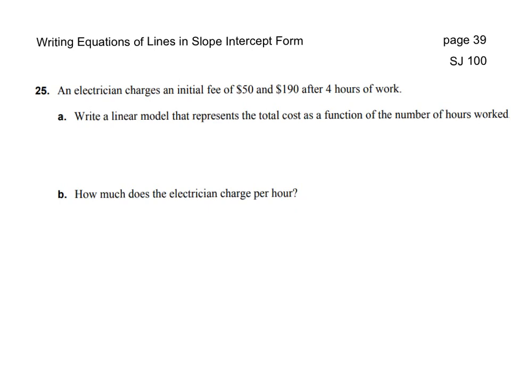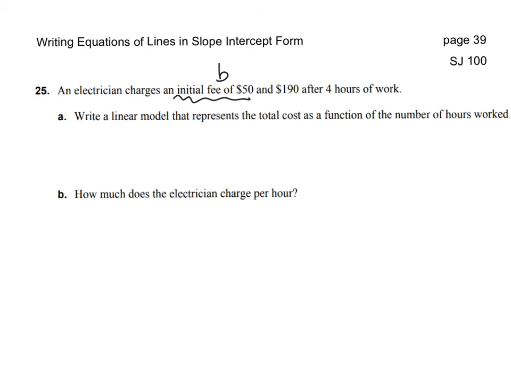It says an electrician charges an initial fee of $50. So that's like your B value. That's your initial starting point. And $190 after 4 hours of work. It says write a linear model that represents the total cost as a function of the number of hours worked. Okay.